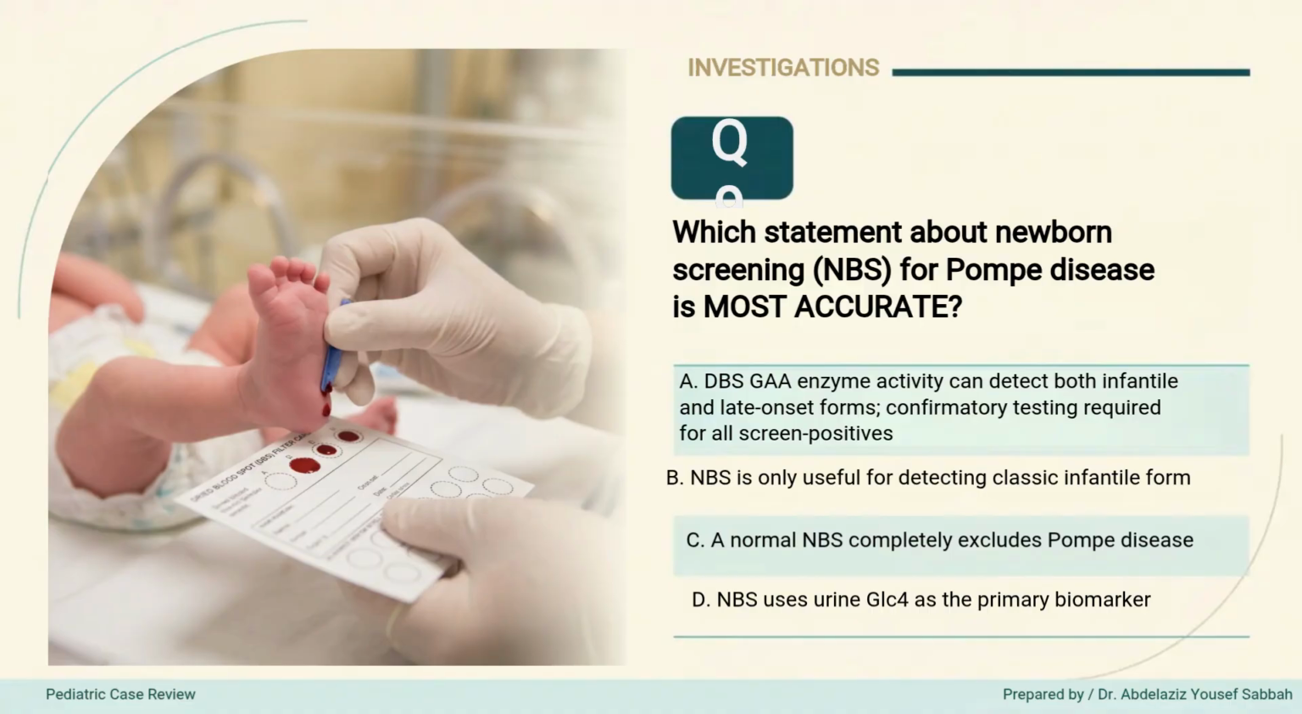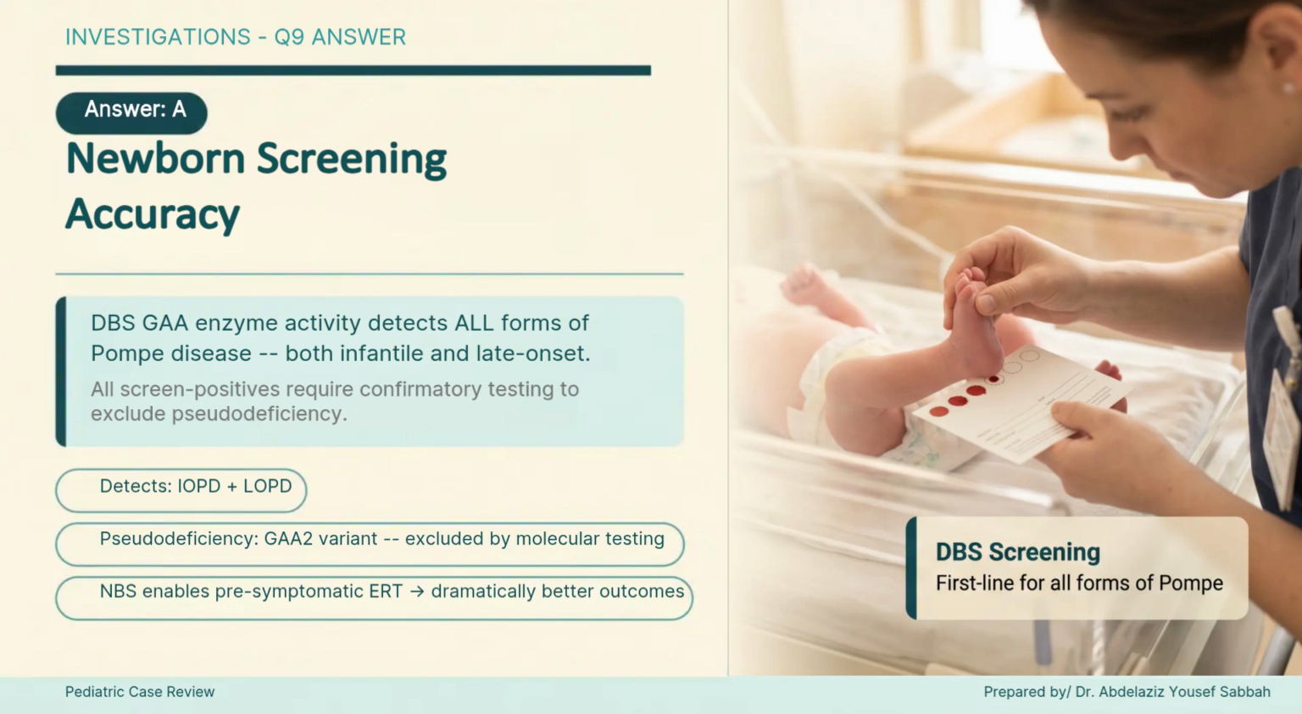Question 9. Which statement about newborn screening for Pompe disease is most accurate? Option A, dried blood spot acid alpha-glucosidase enzyme activity can detect both infantile and late-onset forms, and confirmatory testing is required for all screen positives. Option B, newborn screening is only useful for detecting the classic infantile form. Option C, a normal newborn screen completely excludes Pompe disease. Option D, newborn screening uses urinary glucose tetrasaccharide as the primary biomarker. The correct answer is option A.